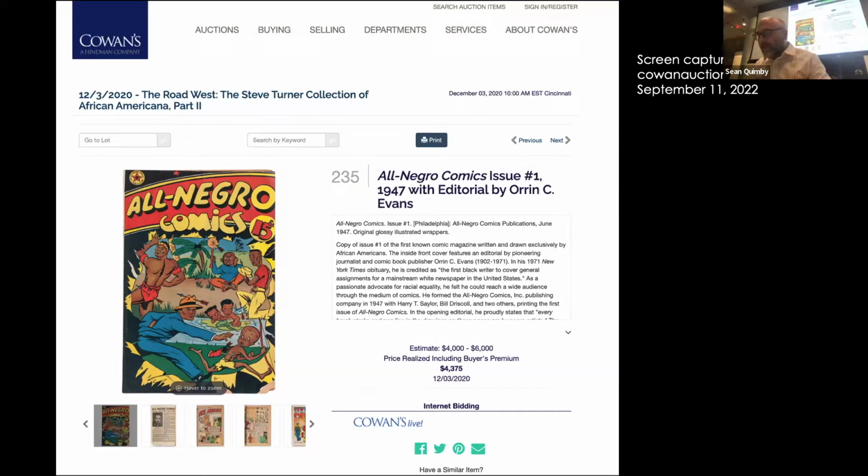Stephen placed a winning bid of $4,375, as you can see on the screen, and then very generously donated it to Penn. The comic book itself was extremely rare, with OCLC locating only 5 copies, and considering its significance as the first comic book made by and for African Americans, it was not especially well known.